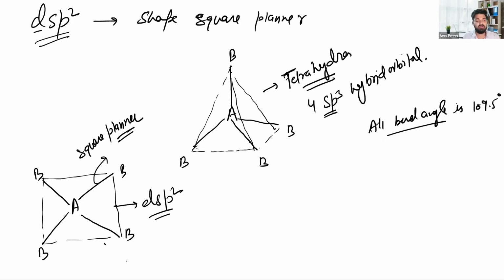But here the bond angles are different. Here we have two bond angles of 180 degrees, with one this one, with one this one, and four we are going to have 90 degrees, this one, this one, this one. So 90 degrees will be 4, and 180 degrees will be 2.